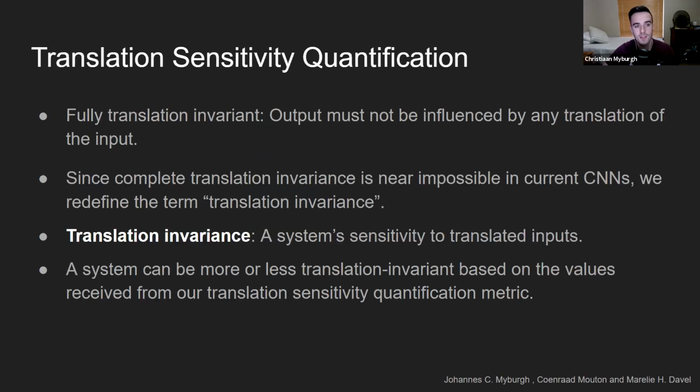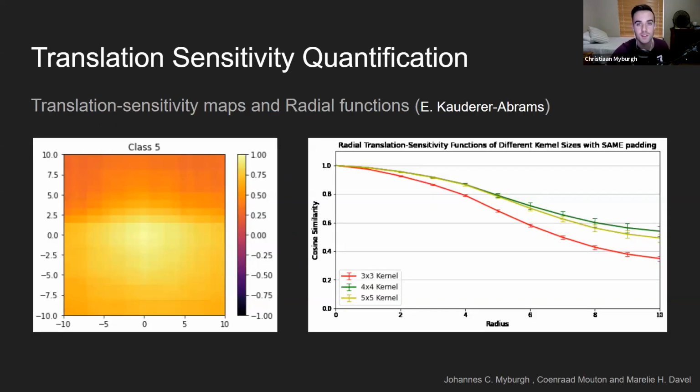So, translation sensitivity quantification. For a system to be fully translation invariant, the output must not be influenced by any translation of the input. Since complete translation invariance is near impossible with the CNNs that we currently use very regularly, we redefine the term translation invariance to instead refer to a system's sensitivity to translated inputs. This means that a system can be more or less translation invariant based on the values we receive from the translation sensitivity quantification metrics. So these are those metrics that I just talked about.